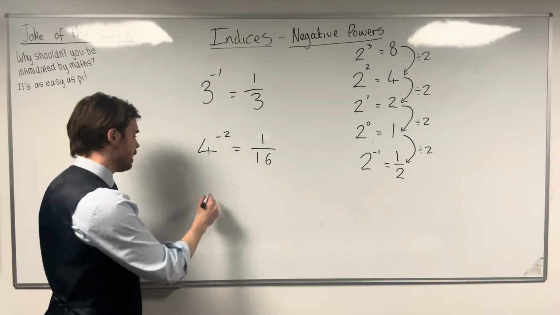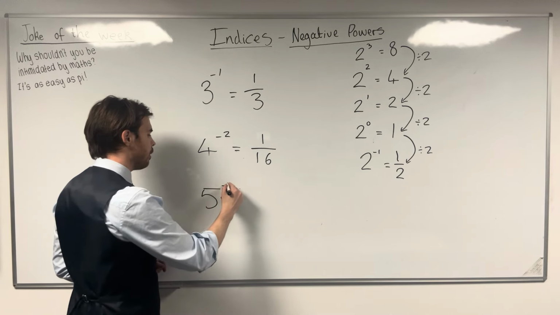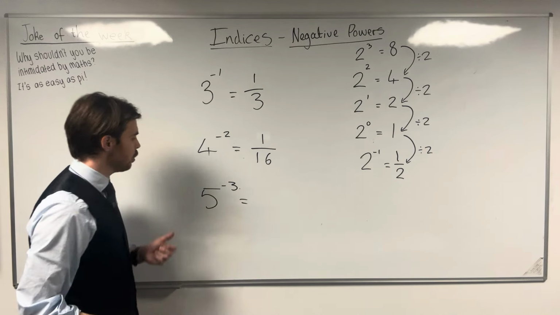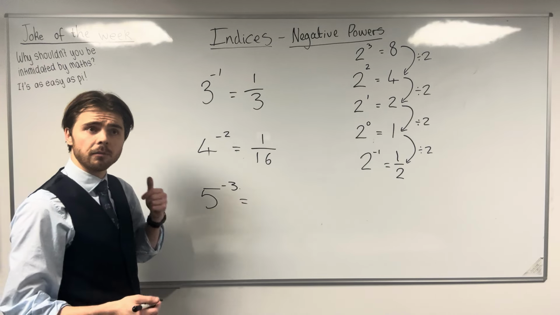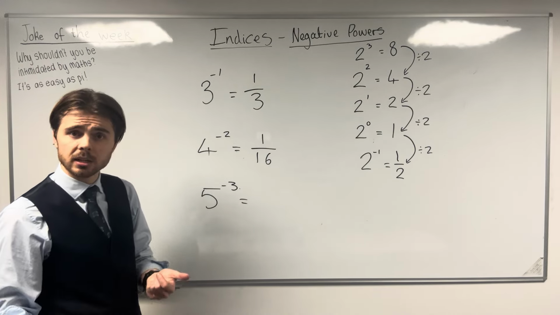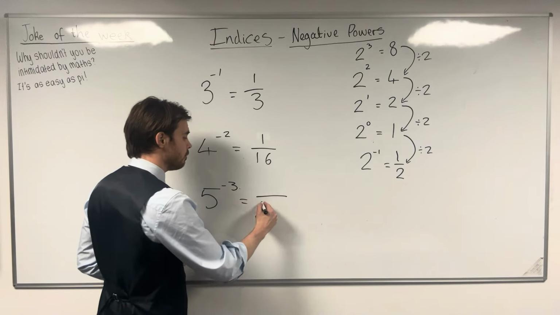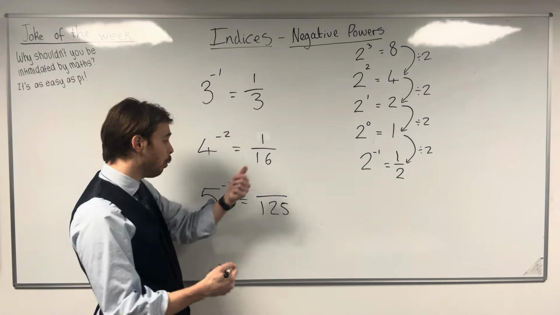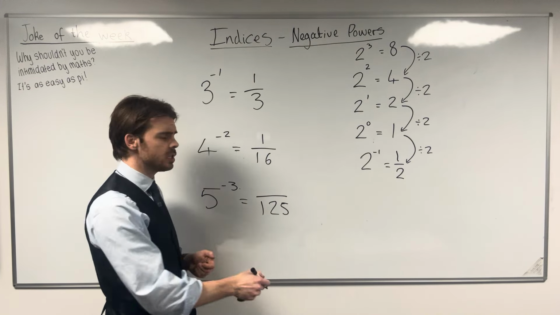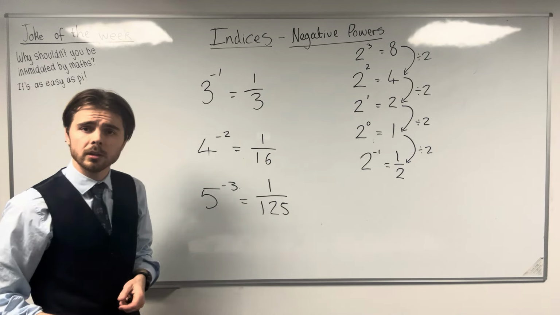Okay, final one is 5 to the power of negative 3. So now we've got to know our cube numbers because there's a power of 3 in the top. So 5 cubed is 125. So I know that's going to be involved. And then there's going to be a 1 on the top.